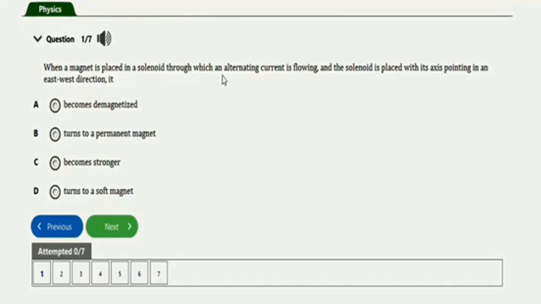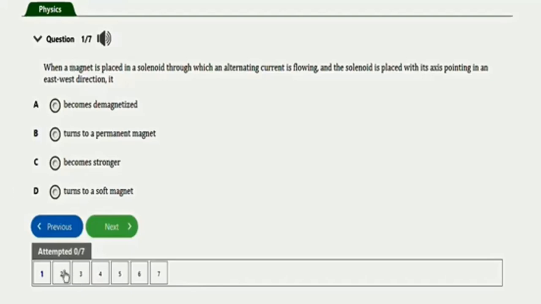The first question I have here says, when a magnet is placed in a solenoid through which an alternating current is flowing, and the solenoid is placed with its axis pointing in an east-west direction, it, option A, becomes demagnetized, turns to a permanent magnet, becomes stronger, turns to a soft magnet. So the right option is option A. It will become demagnetized. Very important. Take note of this question, guys. I have often seen it repeated.